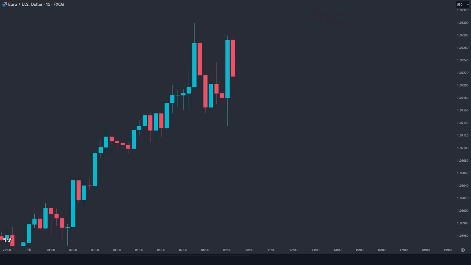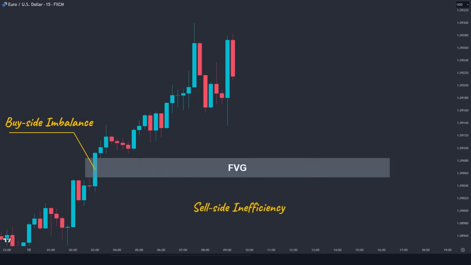So, if we get back to the time before the movement happened, what do we have here? We have a buy-side imbalance, which means the buyer has strongly overcome the sellers. And we have sell-side inefficiency, which means that the price should refill this inefficient area to restore the balance.